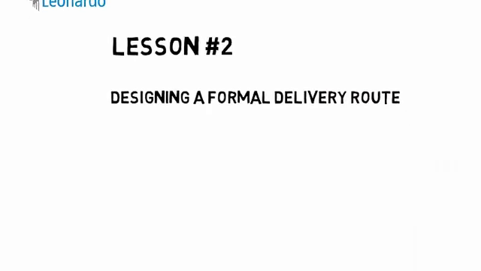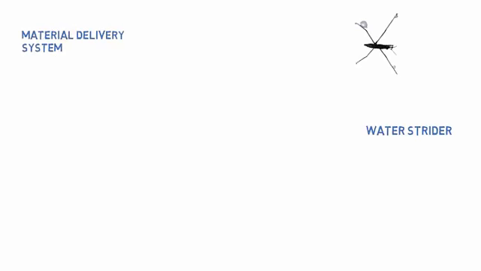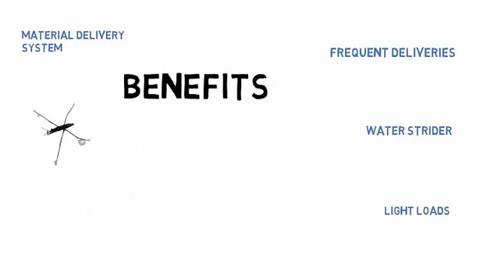Now, you already have delivery routes of some sort. After all, materials need to get to their various points of use one way or another. That's not an option. What we're discussing in detail here is the concept of the water strider, a delivery system that makes frequent deliveries with relatively light loads. Now, here are the main benefits that we discussed in the previous lesson.